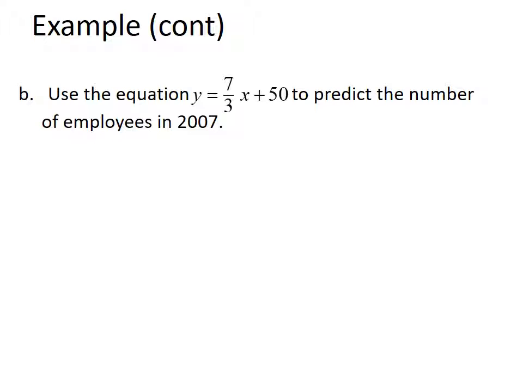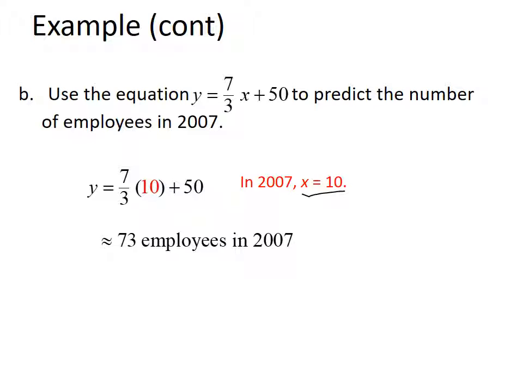Okay, so we're going to continue to part B. Now that I have my equation, can I solve for how many employees I would have in 2007? Yes, but I need to ask myself, how far is 1997 from 2007? 10 years. Okay, so we let x equal 10. Plug 10 in. So there are approximately 73 employees in 2007.